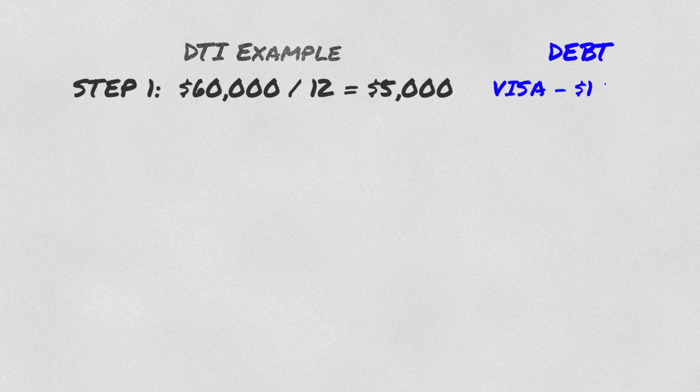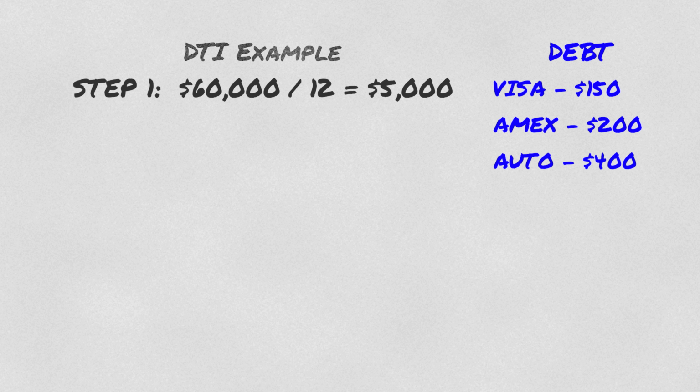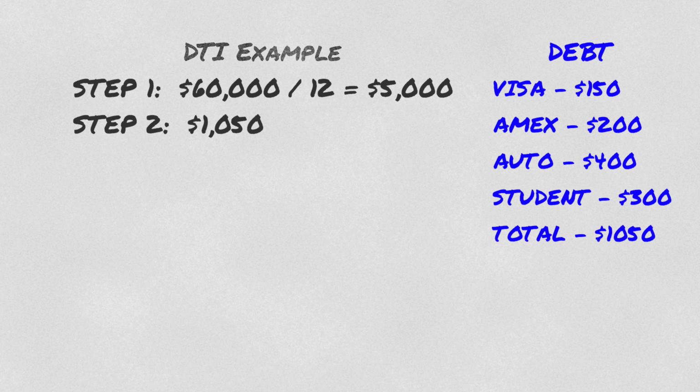Remember that when calculating credit card bills, use the minimum payment and not the entire balance. You need to know the minimum you will need to pay every month to keep your account in good standing. For this example, we have the following debt: a Visa payment of $150, American Express payment of $200, car payment of $400, student loan $300, for a total debt of $1,050.